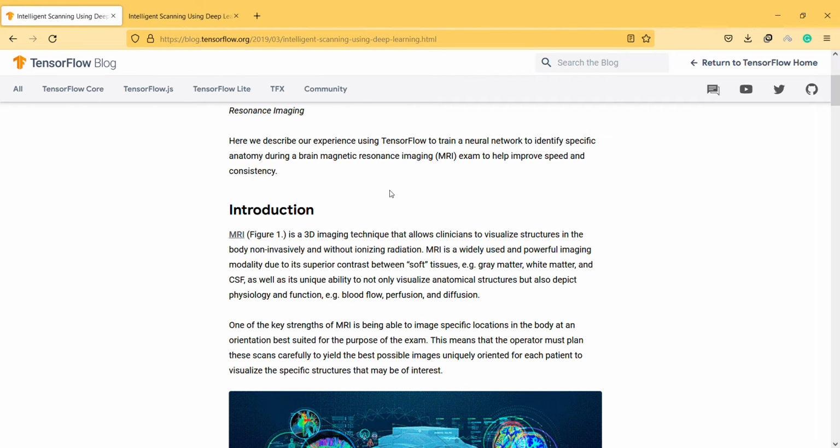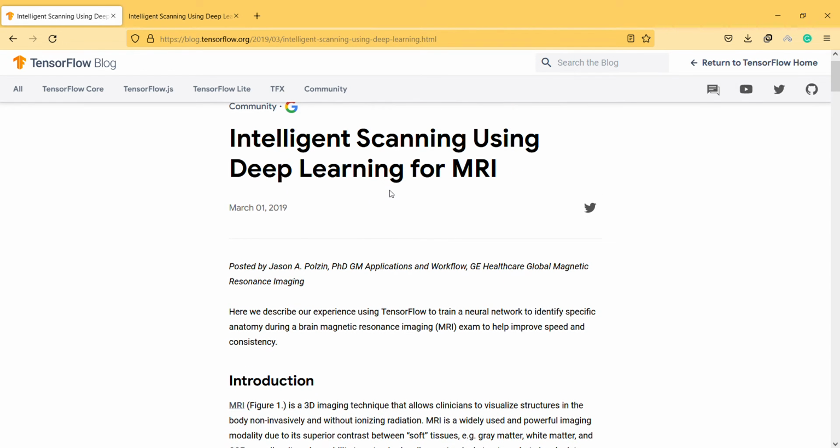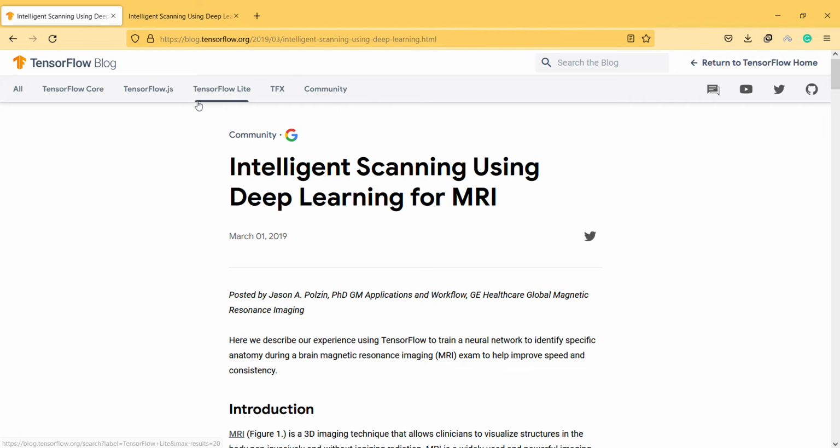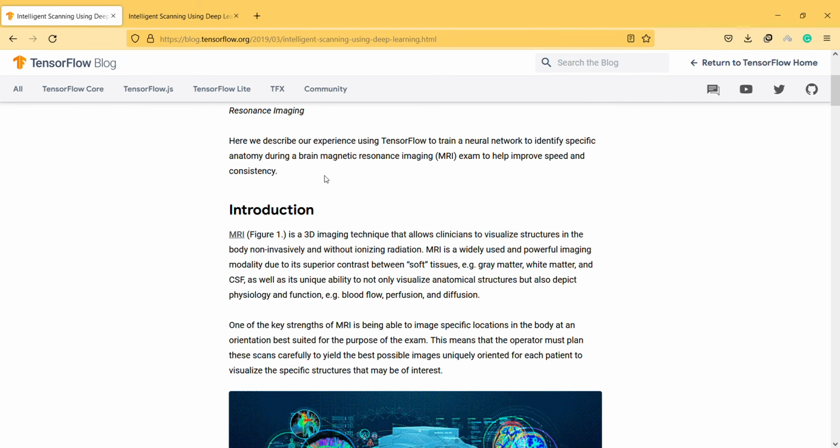This is not a scientific article; it's posted on the TensorFlow blog, and let's read it. By the way, it's my first time reading this article too. Here we describe our experience using TensorFlow to train a neural network to identify specific anatomy during a brain magnetic resonance imaging exam to help improve speed and consistency.